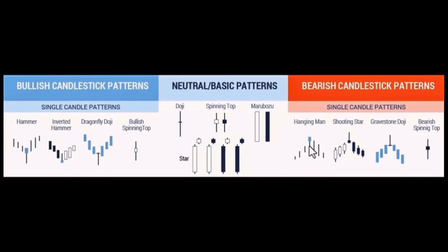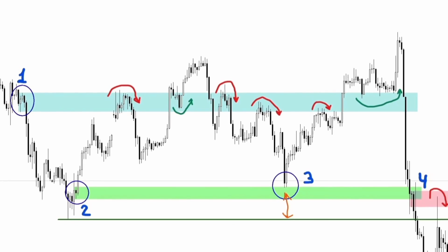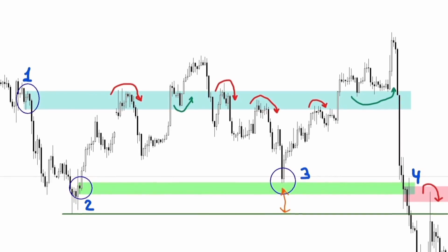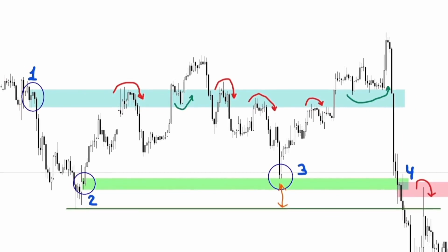And then we have shooting star, which is exactly the opposite of inverted hammer, gravestone doji, the opposite of dragonfly doji, and bearish spinning top, which is exactly the opposite of bullish spinning top. The name is crystal clear. But remember that these patterns only work on supply and demand zones, or let's say support and resistance areas.